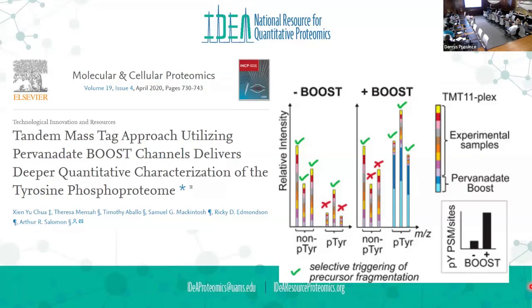We didn't invent the technique of using a channel in TMT at higher levels. That's been done several times before. It's done now in single cell. They'll do 5,000 cells in one of the channels and then single cells in the others to get to it. But the use of the pervanadate as a phosphotyrosine boost was a novelty here, and it worked really well.